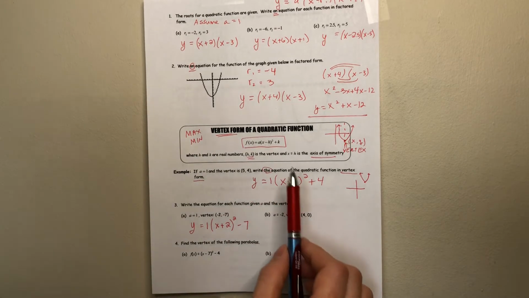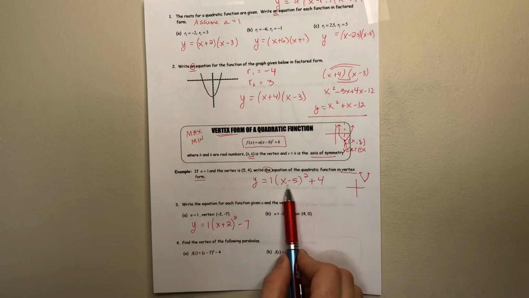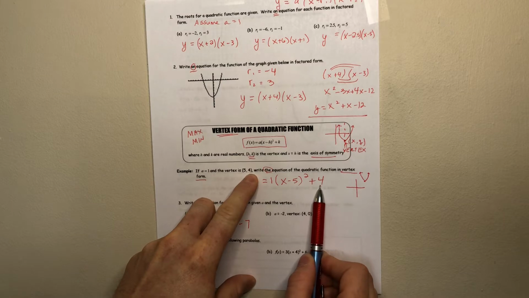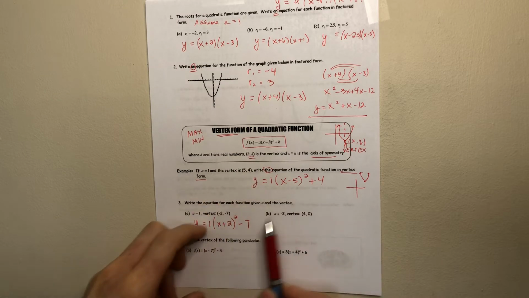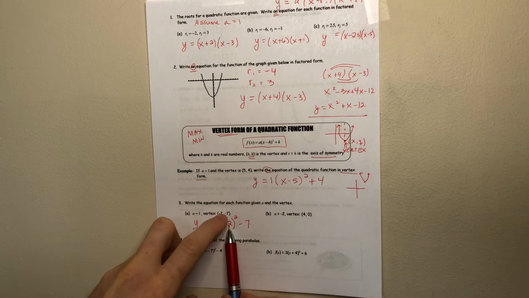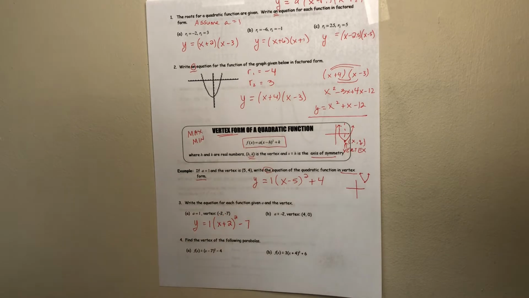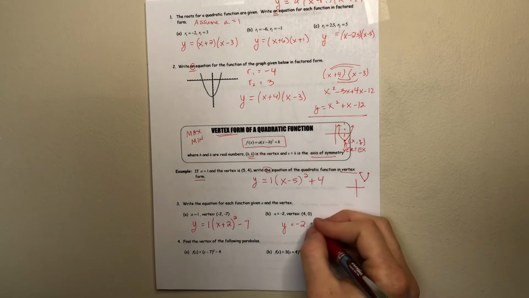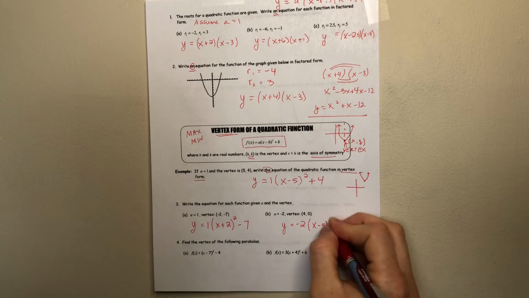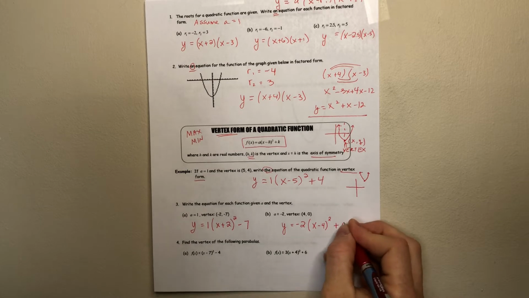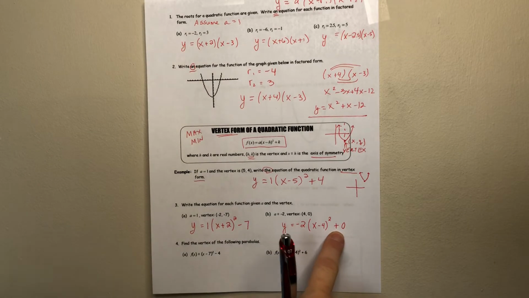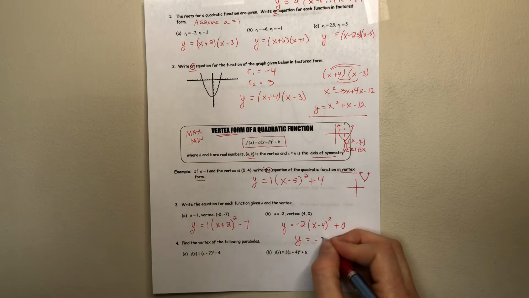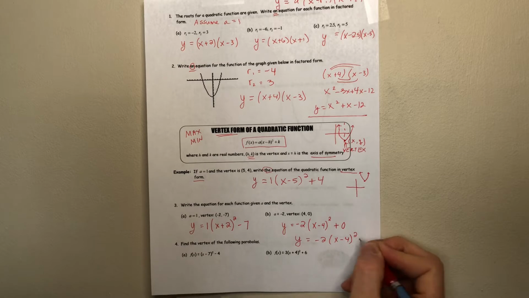Here's a little trick. The h value is always the opposite sign of what it is, and the k value is always just what it looks like. So negative 2 comes in as plus 2, negative 7 stays what it is. All right, the next one would be y equals negative 2, that's my a value, times (x minus 4) squared. And I could put plus 0. This is totally unnecessary, that plus 0. I probably wouldn't even put it. I would probably just write negative 2 times (x minus 4) squared and be done with it.